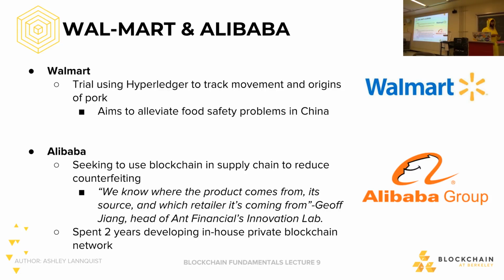They want to know where the product comes from, which retailer it's coming from, and the source, so that they now have all the information they need to validate whether or not something is truly legitimate as they claim it is. So they spent about 2 years developing their own in-house private blockchain network in order to track some of the goods that they are afraid may be at risk of counterfeiting.